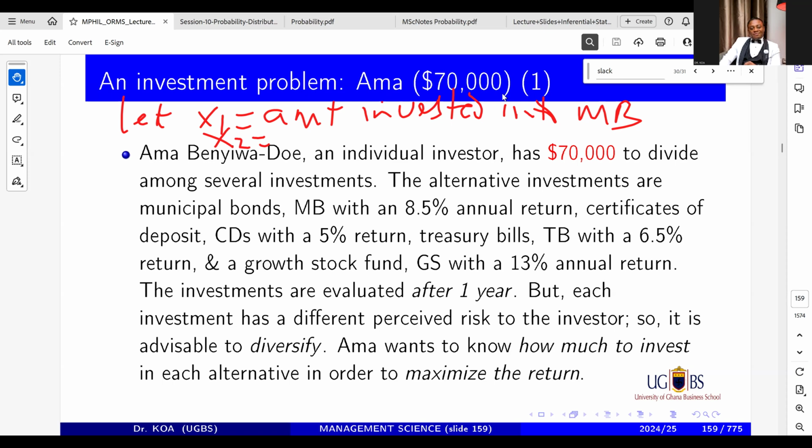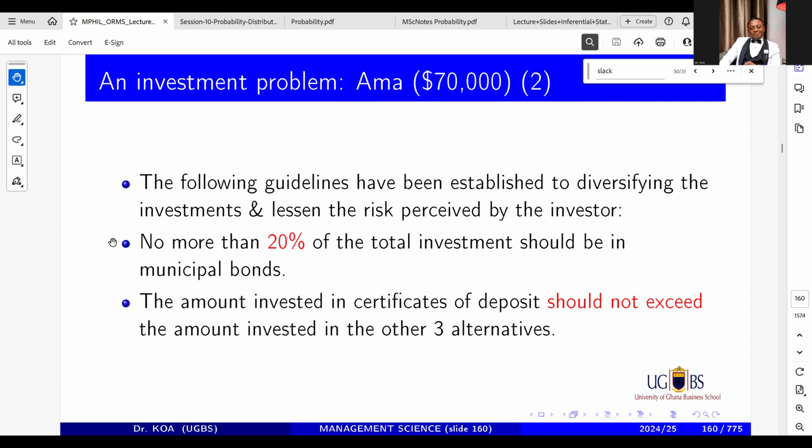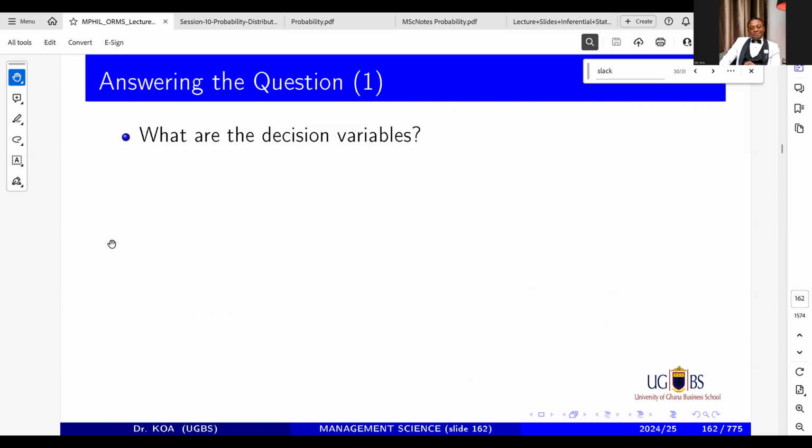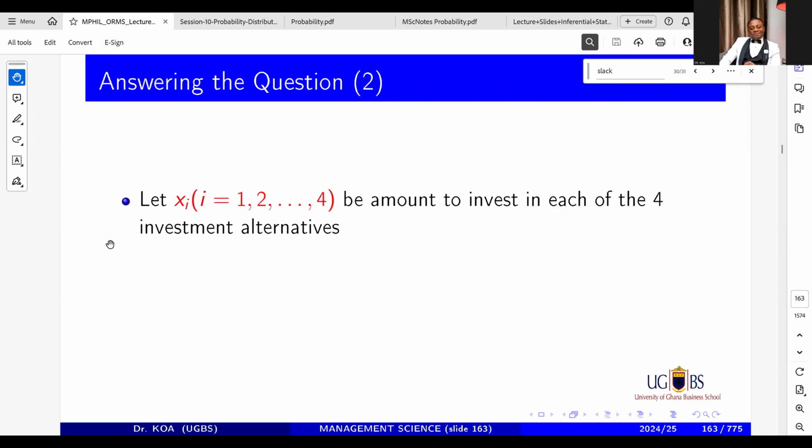In terms of the first thing to note, that is how you write your decision variable. I've told you this over and over again. The first thing in linear programming formulation is to identify the decision variables. Use proper language to do that identification. Now, you might write: let Xi be the amount to invest in each of the 4 investment alternatives, where i is 1 to 4, because there are 4 investment opportunities. That's another way you can write it, but we always prefer the first one we've all said.